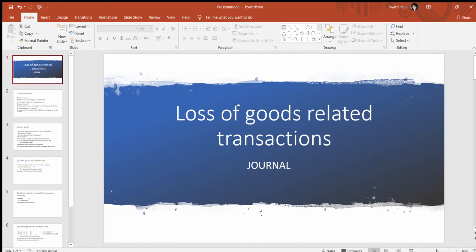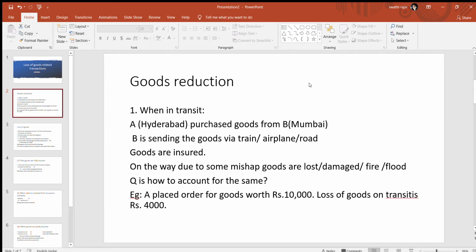Hello everyone. We are going to talk about loss of goods related transactions, a few journal entries: how to record through journal entries the transactions in case your goods are lost due to any reasons, due to any kind of mishap. If your goods are lost and have not reached you, then what do we do?